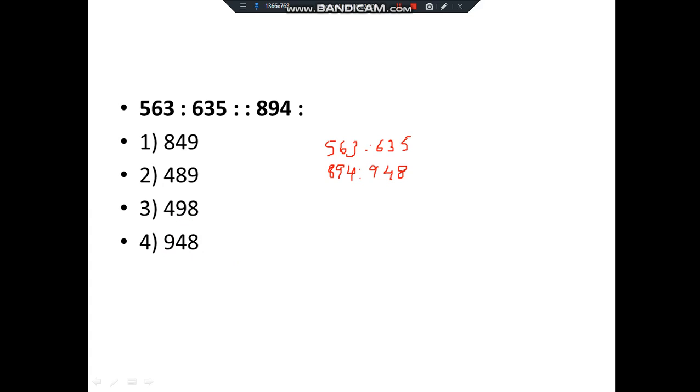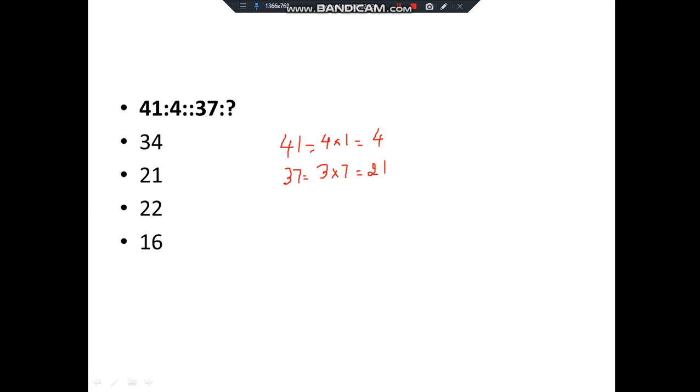Okay. Next, 41 is to 4. Similarly, 37 is to what? Here, if you subtract or find ratio, you cannot get the answer. The logic is 4 into 1 is equal to 4. Similarly, 3 into 7 is equal to 21. Okay, get my point? Next question, it is quite easy.